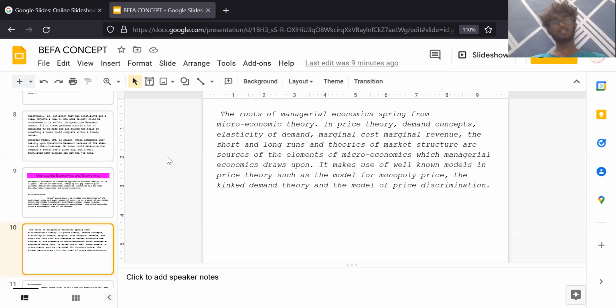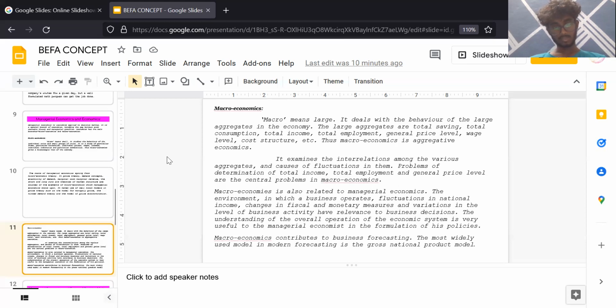The roots of managerial economics spring from microeconomic theory. Price theory, demand concept, elasticity of demand, marginal cost, marginal revenue, and the short and long run theories of market structure are sources of the elements of microeconomics which managerial economics draws upon. It makes use of well-known models in price theory such as the model for monopoly price, the Kinked demand theory, and the model of price discrimination.